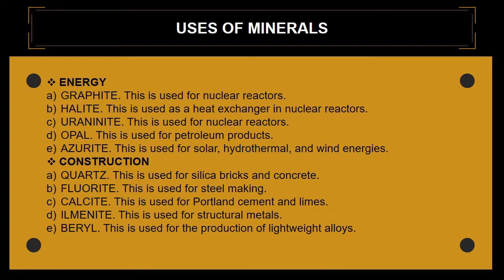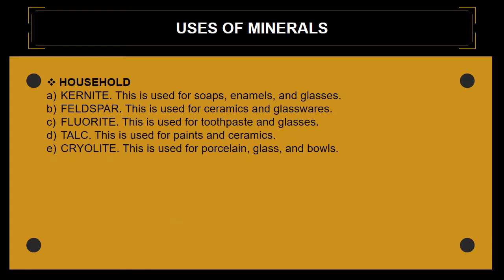So, ilmenite. This is used for structural metals. And last, we have beryl, which is used for production of lightweight alloys. So, last, uses of minerals, which under household. So, we have kernite. This is used for soaps, enamels, and glasses.